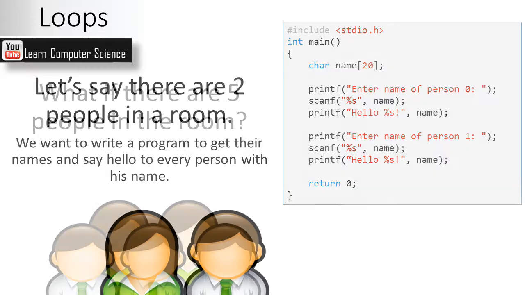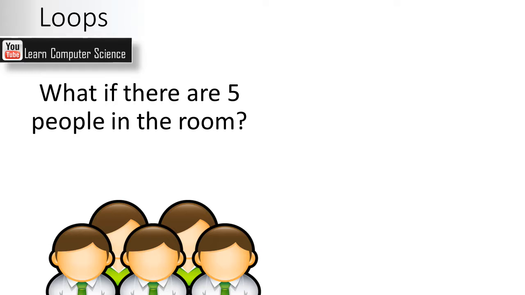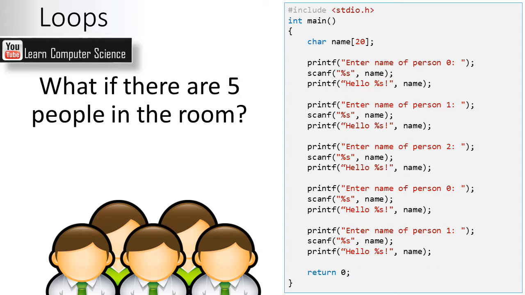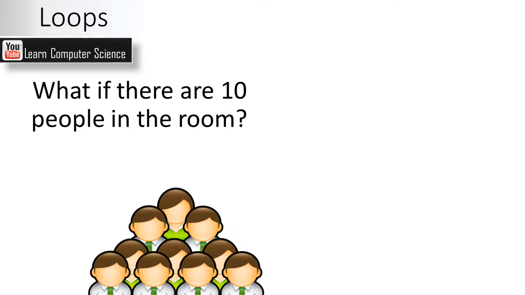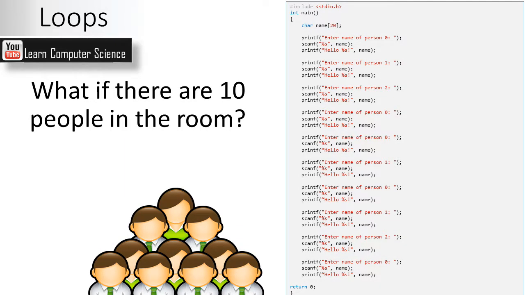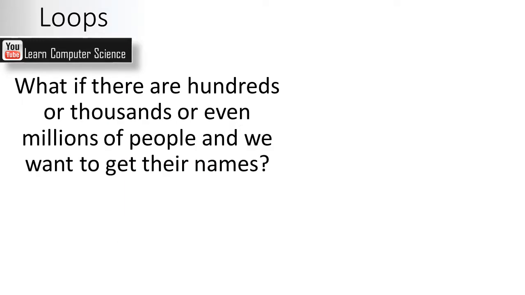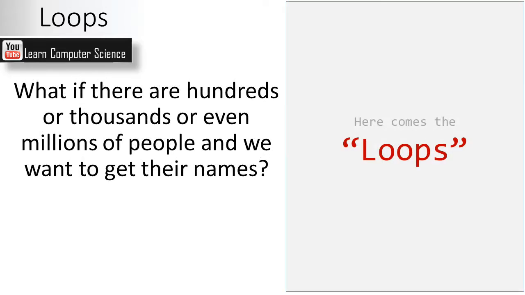And that's it. But what if there are 5 people in the room? We'll have to repeat the process 5 times. And what if there are 10 people in the room? Then we'll have to repeat the process 10 times. But what if there are hundreds or thousands or even millions of people and we want to get their names? Will we write the same line hundreds or thousands or even millions of times? No. Never. Here come the loops.